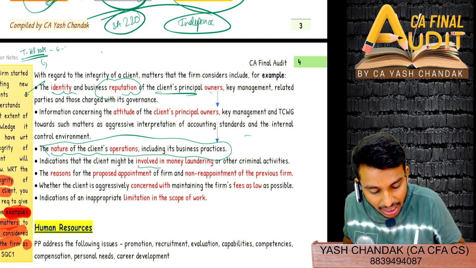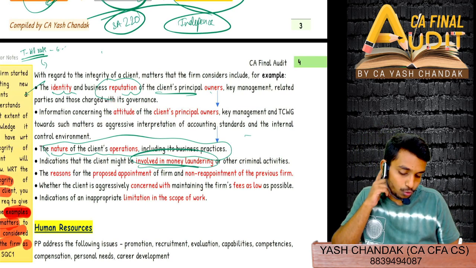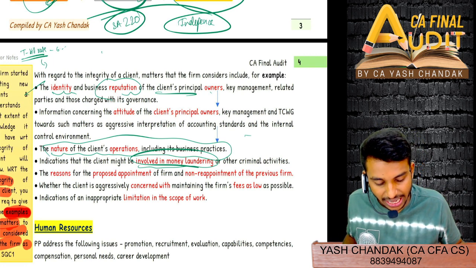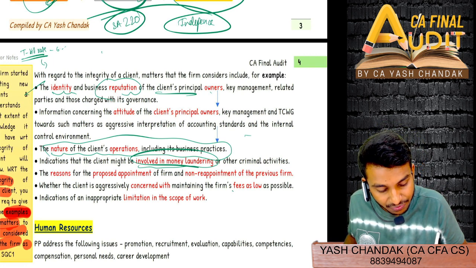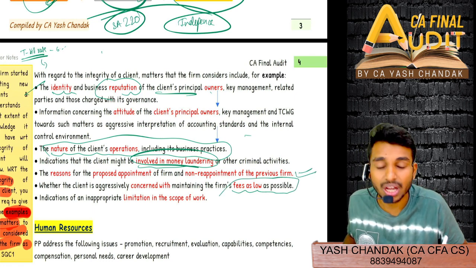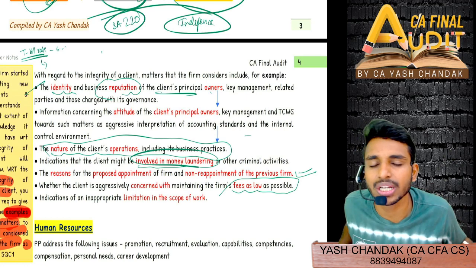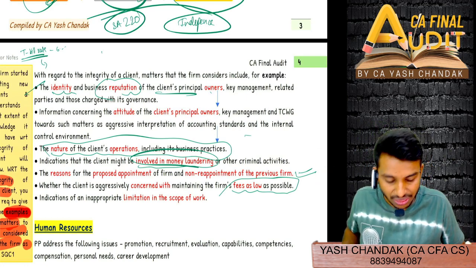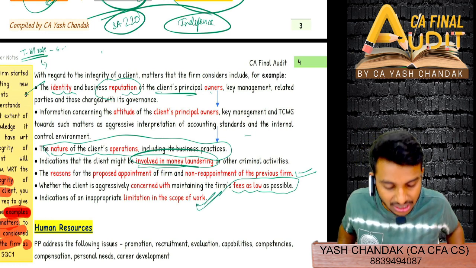we knew that they are involved in money laundering, and therefore we checked with our previous auditor. There we got to know that their fees were very low. That is why they left the firm. That means the client was pressuring the previous auditor to keep the fees low, and the auditor denied. Secondly, they denied because of the limitation in the scope of work.